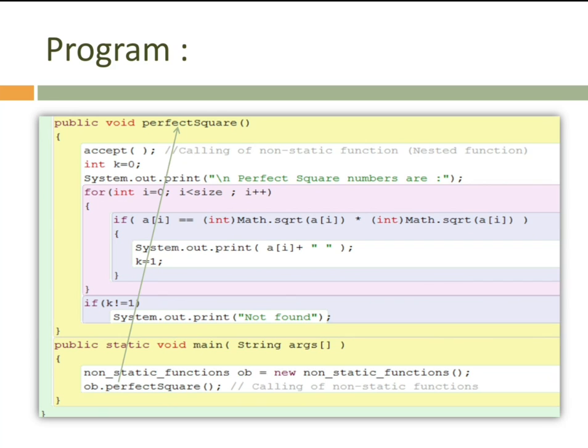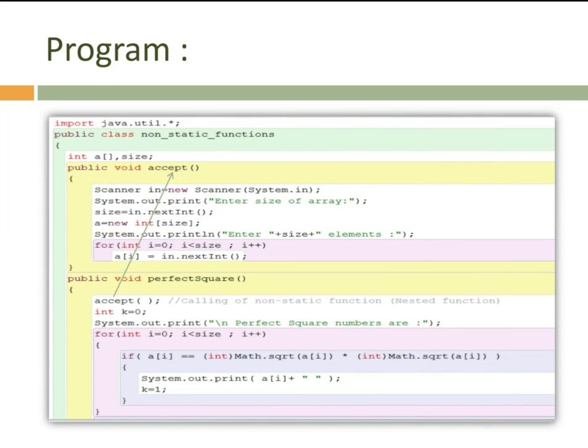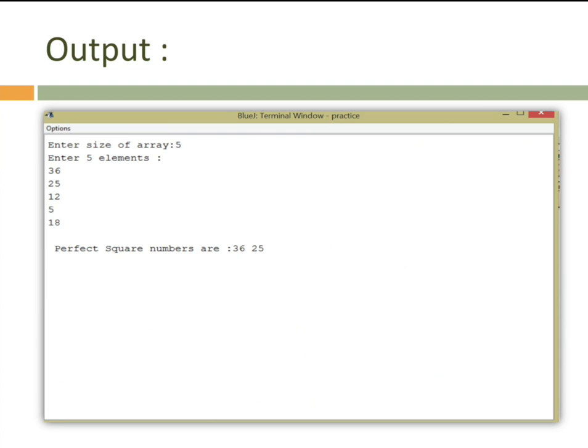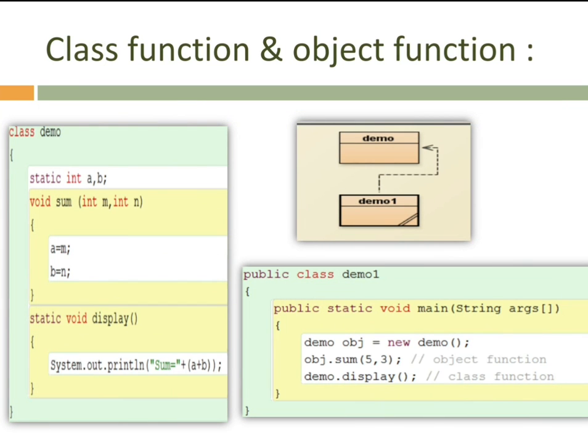ob.perfect square is going to be called, and from perfect square, accept is going to be called, and in this way the whole program is executed. In C we are getting the output: we are accepting 5 elements, and we are having the perfect squares, that is 36 and 25.